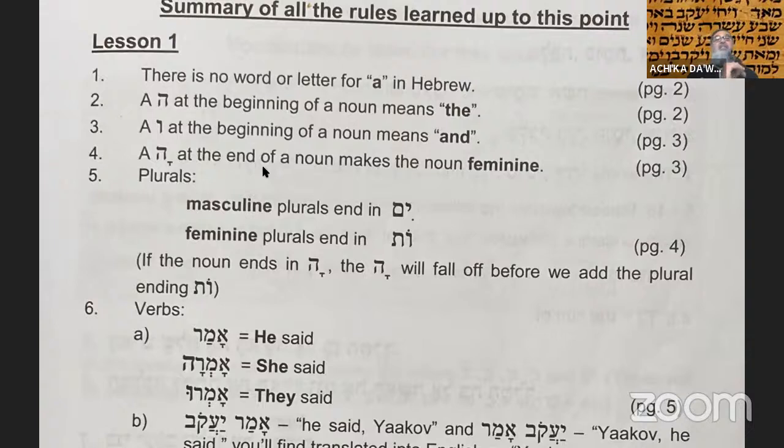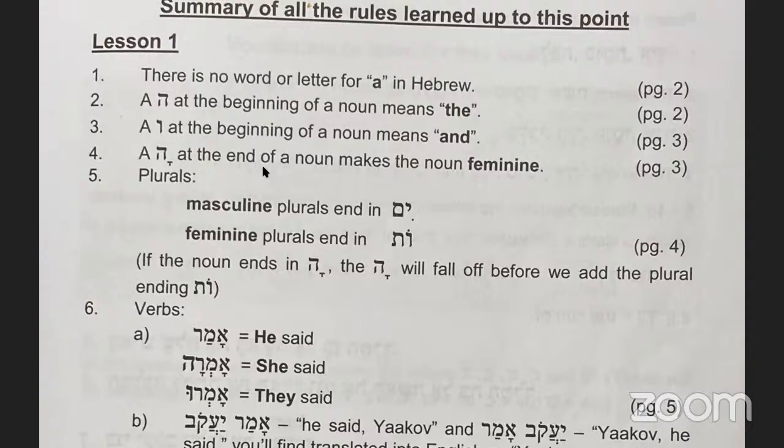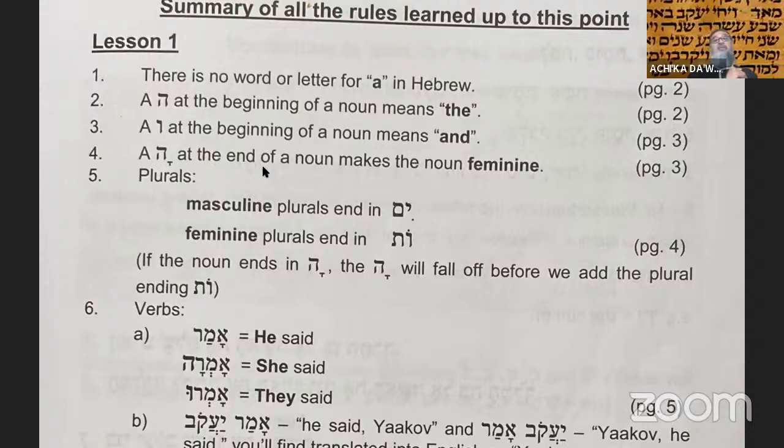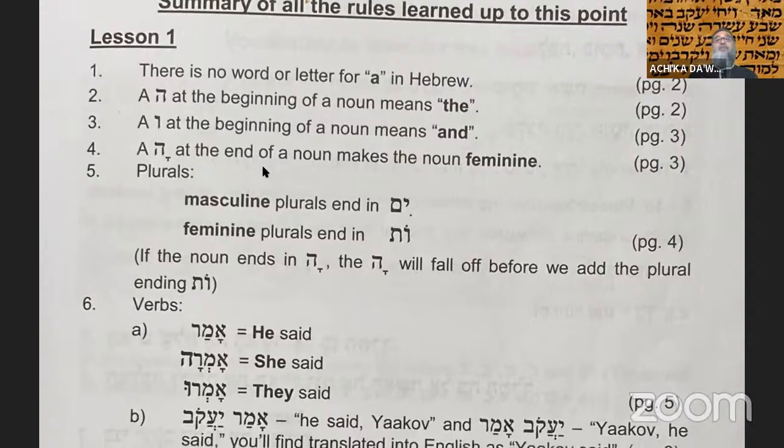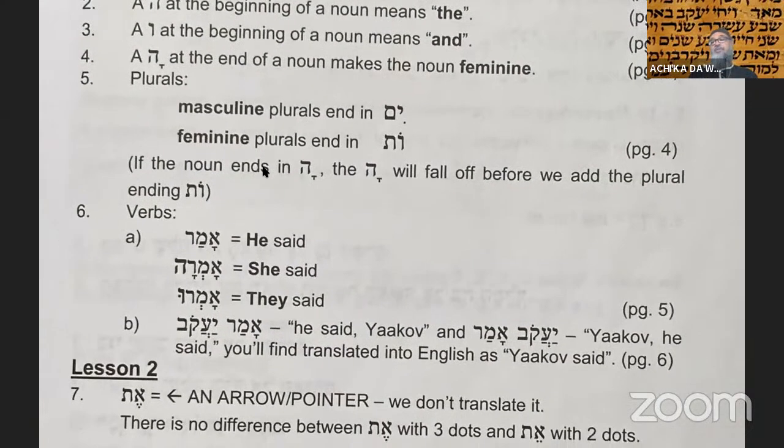The hey at the beginning of the noun, not the verb, means what? The. Okay. The vav at the beginning of a noun means what? And. The letter right here that you see at the end of a noun makes it feminine. Okay. The plurality, this is what you learned in lesson number 1, is the yod and the mem, which is masculine plurals. The oath is the feminine. You'll see the pages that you have if you want to reference that, it'll tell you.